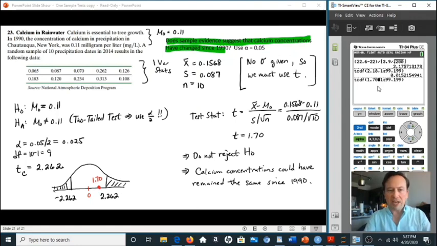So this is already set up. I've got to change my degrees of freedom to 9. All right, so delete, delete. All right, and there you go. Now this p-value is slightly more than our alpha value of 0.05. So 0.06 is more than 0.05. So therefore, we still conclude not to reject the null hypothesis, again, because the p-value is more than the alpha value of 0.05.